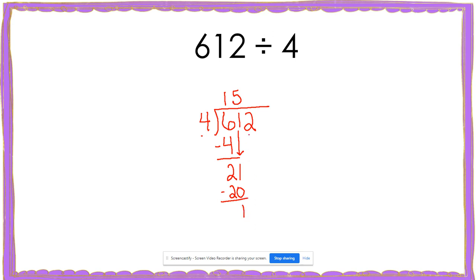I still have this 2 in my dividend, and I'm going to bring it down now. So now I'm going to ask, what is 12 divided by 4? 12 divided by 4 is 3. And if I do 3 times 4, I get 12. And when I subtract, I'm left with 0. So that means that the quotient of 612 and 4 is 153.